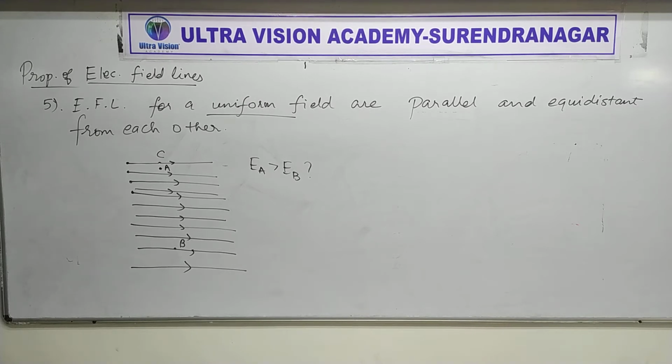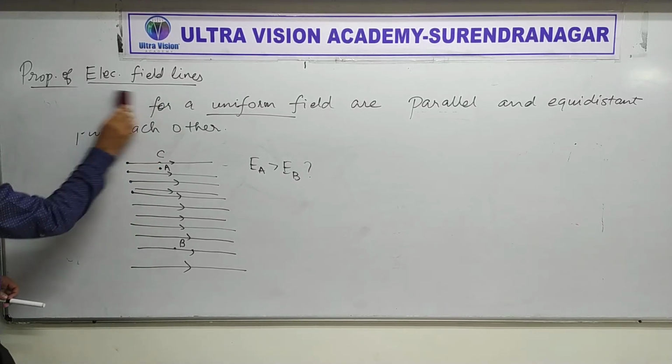Understood? If it looks like this, you should understand. What should you understand? Electric field is uniform. It will not be written in the question. Okay, you have to look at the diagram carefully. Well, so that's point number 5. Alright, I'm erasing it. Now, make sure you draw the diagram.